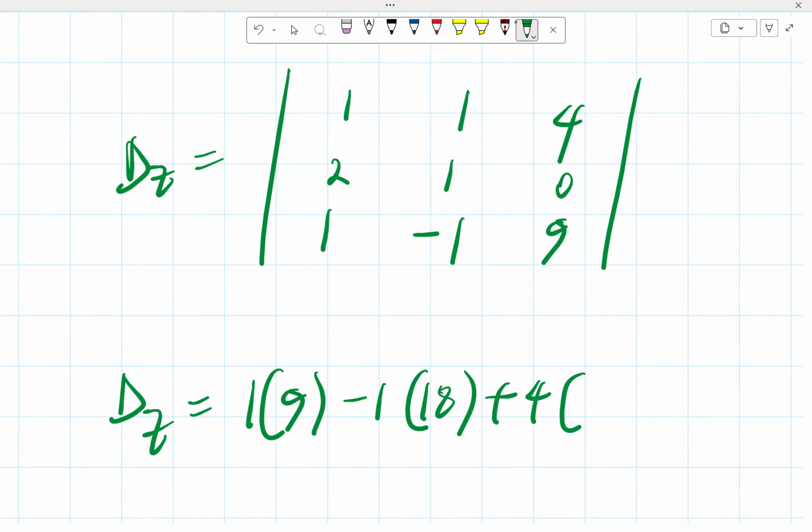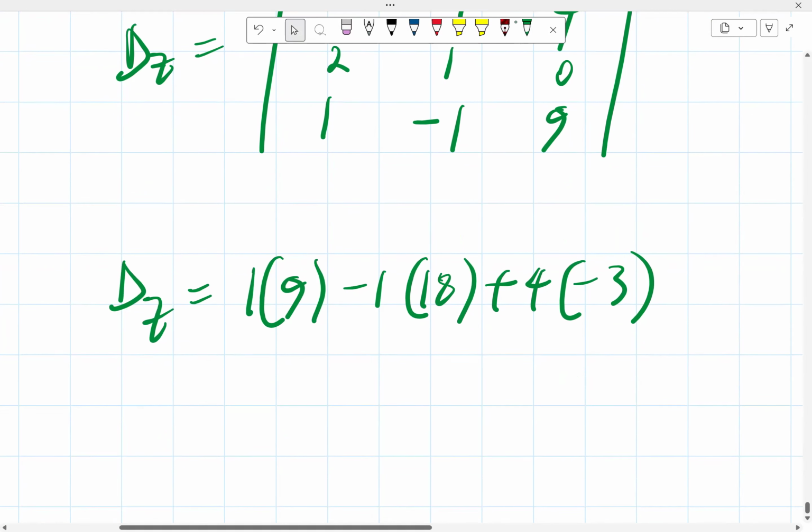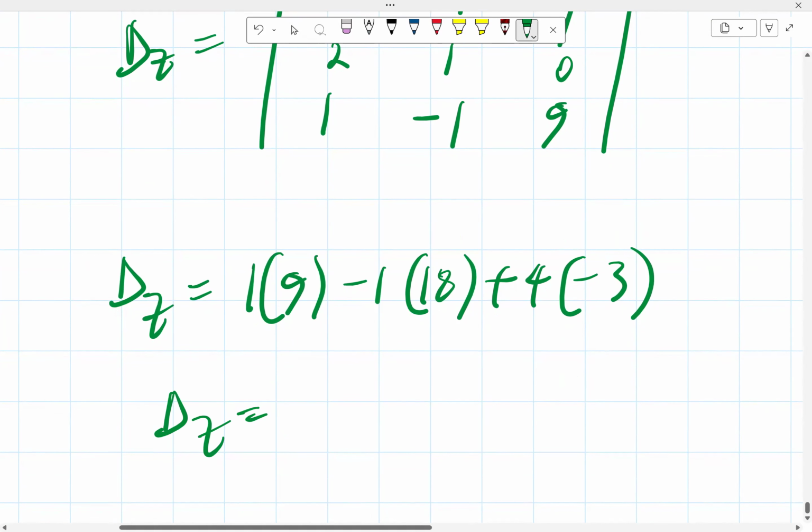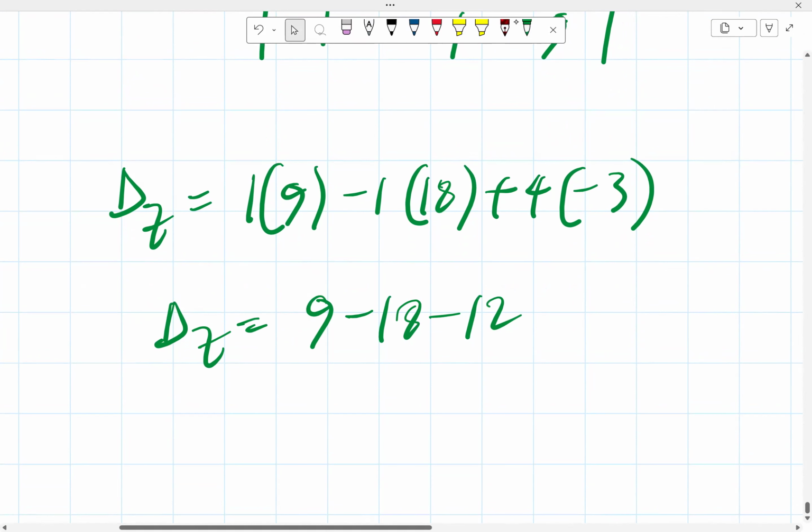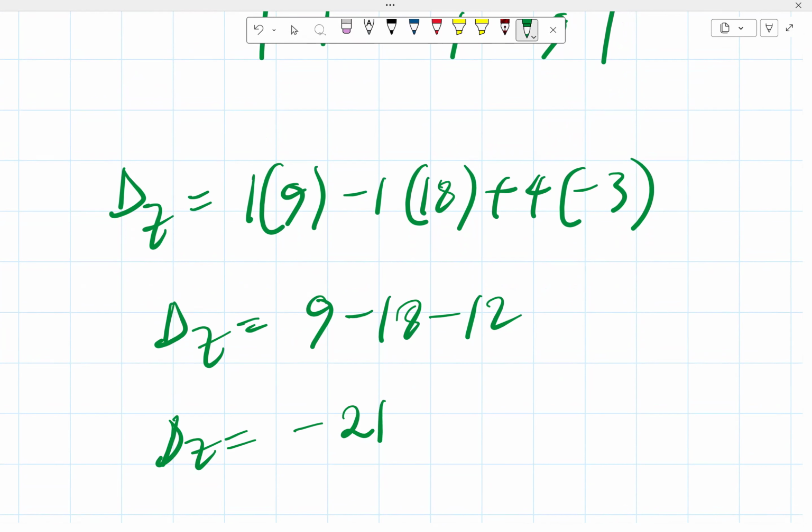Plus 4 into cover this and that. That's minus 2 minus 1. That's minus 3. Right? So dz is equal to 9 minus 18 minus 12. So that's 9 minus 30, that's minus 21. So that's dz right there.